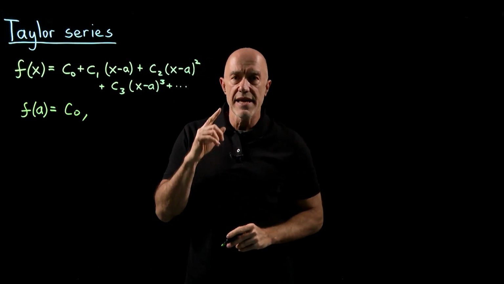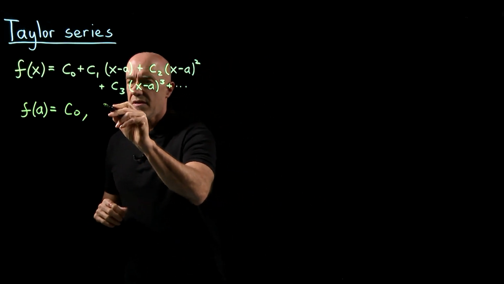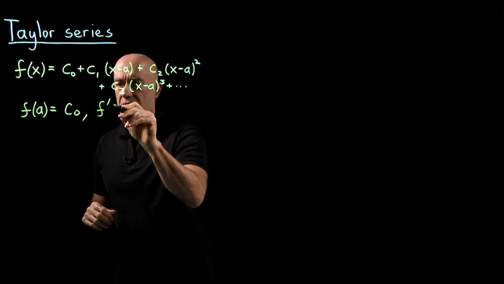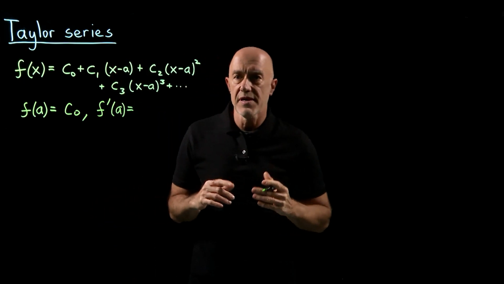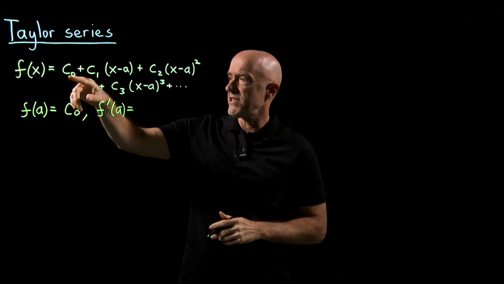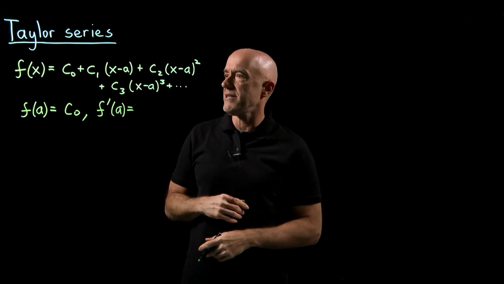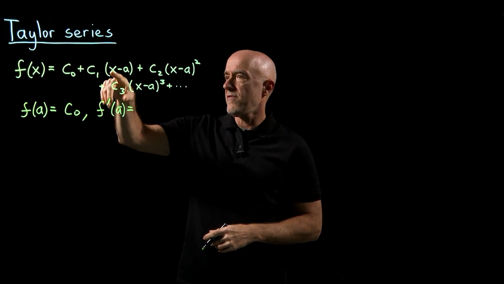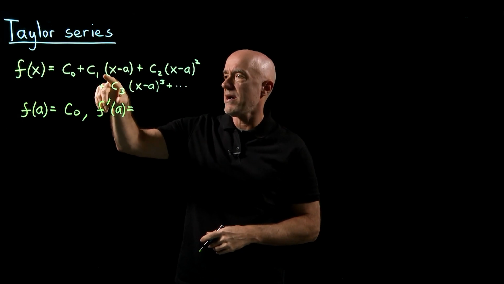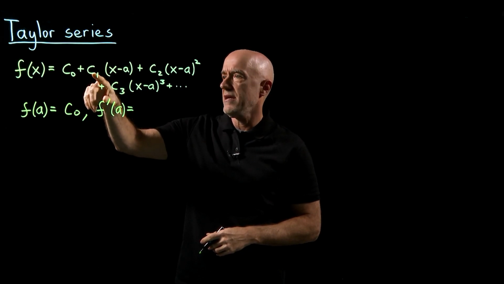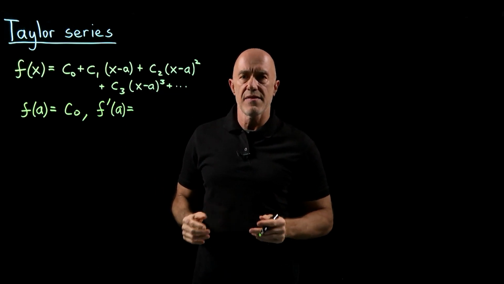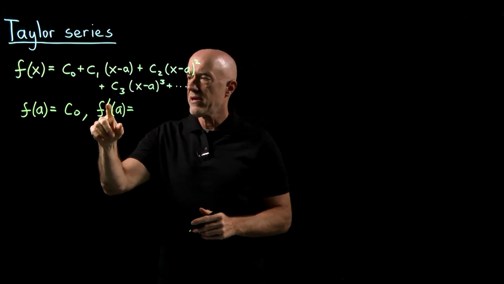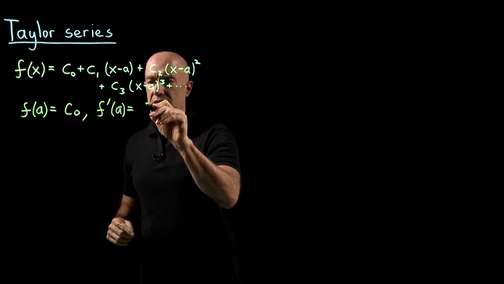Okay, now we take the derivative. So the derivative of the function evaluated at x equals a, what does that give us? The derivative of C0 is 0 because it's a constant. The derivative of x minus a is just 1, so that will give us C1. And then all the other terms will still have an x minus a in them and will go to 0. So f prime of a is just C1.